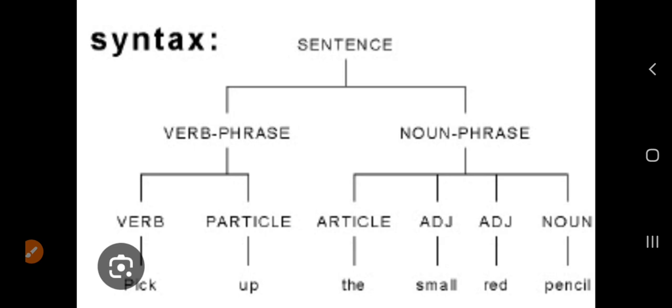Now the noun phrase is very clear. That is the small red pencil. Here, small you can write as adverb, because this adverb is qualifying red, and this red is qualifying pencil. So that small can be written as adverb, right?